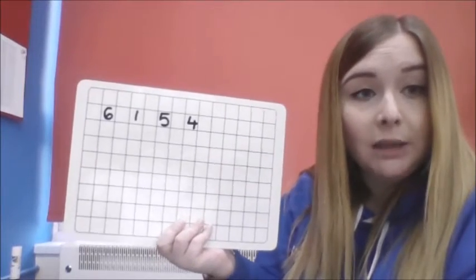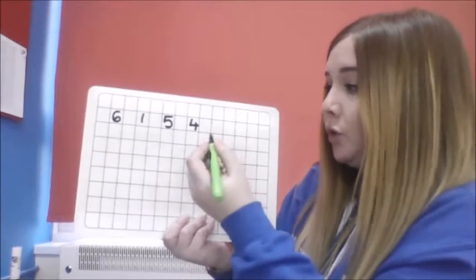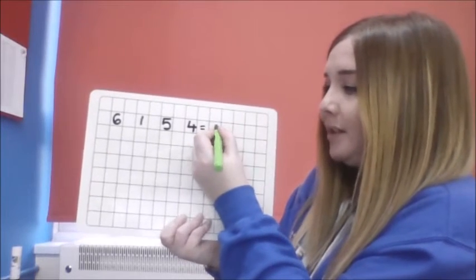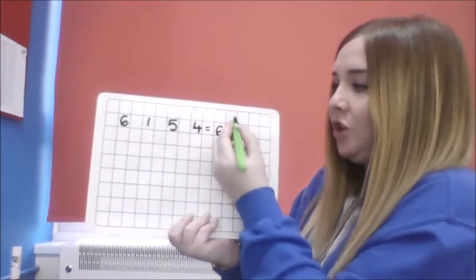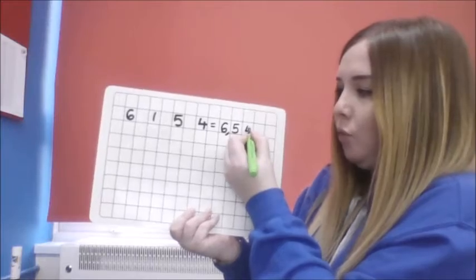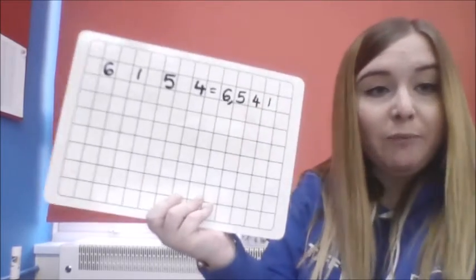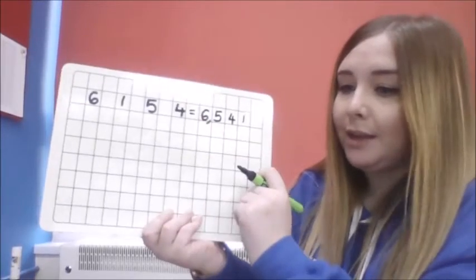Now, if I'm trying to make the biggest number, I need to put my biggest digit first. So I'm going to go for 6,000. I'm going to go for my next biggest digit, 6,541. So I've put my numbers in order of their size, starting with their biggest.